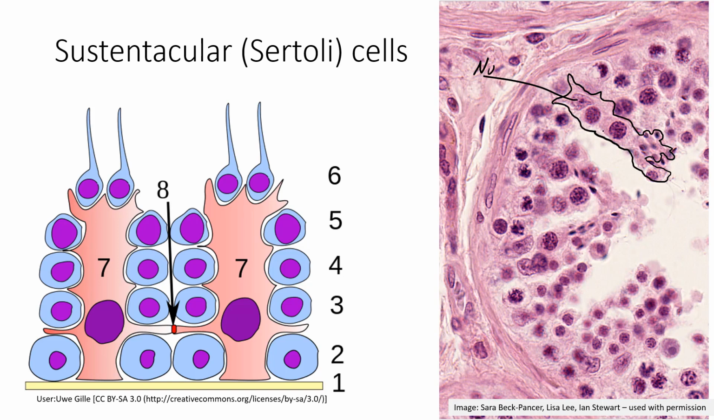These guys are also secreting testicular fluid, so they are secreting the fluid that fills the lumen and provides a transport medium for the fully mature spermatozoa. As you can see in the image on the left, they're also carrying out a very important function.